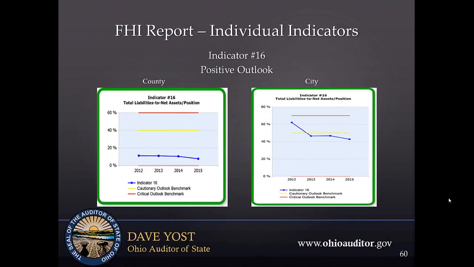The charts for indicator 16 on a positive outlook look like this. Again, you will see for a county, the benchmarks for cautionary and critical are set at 40 and 60%. In this case, the percentage for the current year is falling below those two lines. For the city, the indicators are set at 50 and 70%, and the current year is falling below the yellow line for a positive outlook for indicator 16.